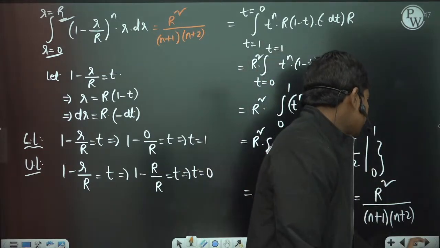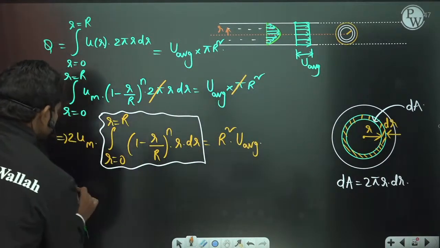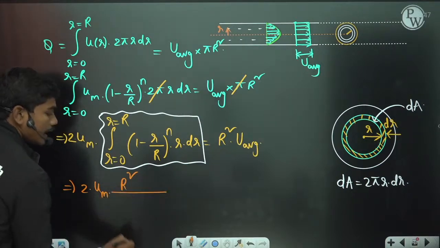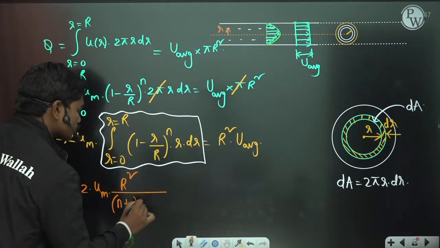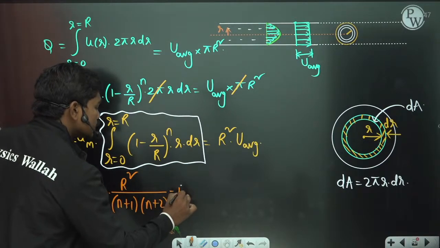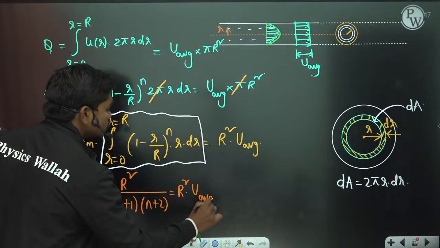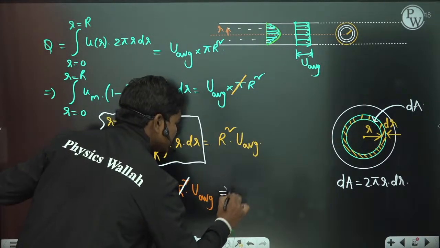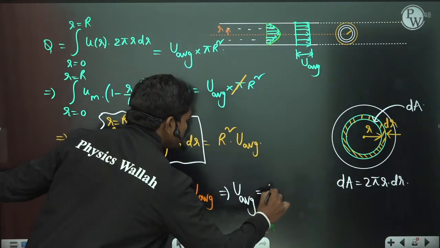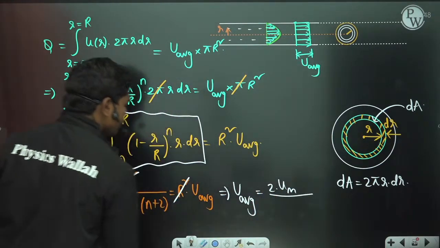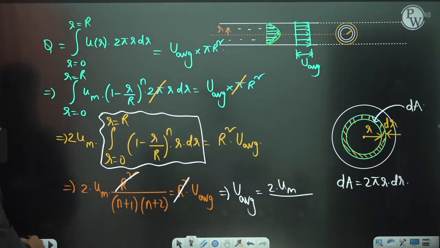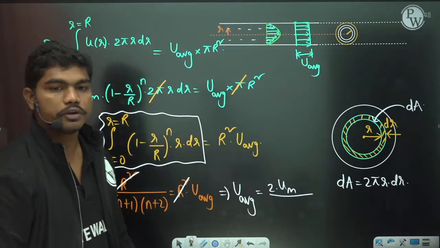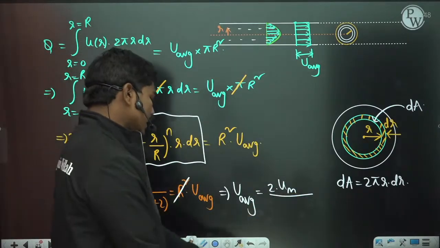Now if you substitute, 2 times um into R square by (n plus 1) into (n plus 2) is equal to R square times u average. If you cancel R square and R square, the radius of the pipe doesn't have any importance here. So u average is equal to 2 times um divided by (n plus 1)(n plus 2). What is the n value they have given in the question? The n value is basically 1 by 5. Normally in turbulent flows you have 1 by 7. So when you use 1 by 7, you will get a different value. I'll show you what that value is also.